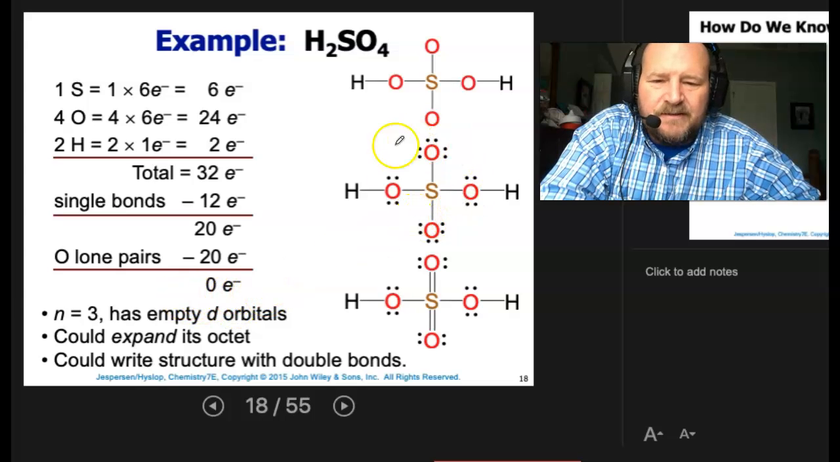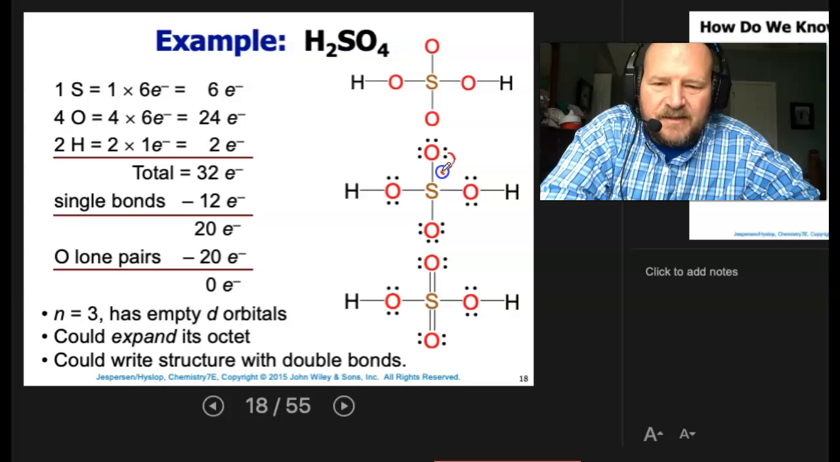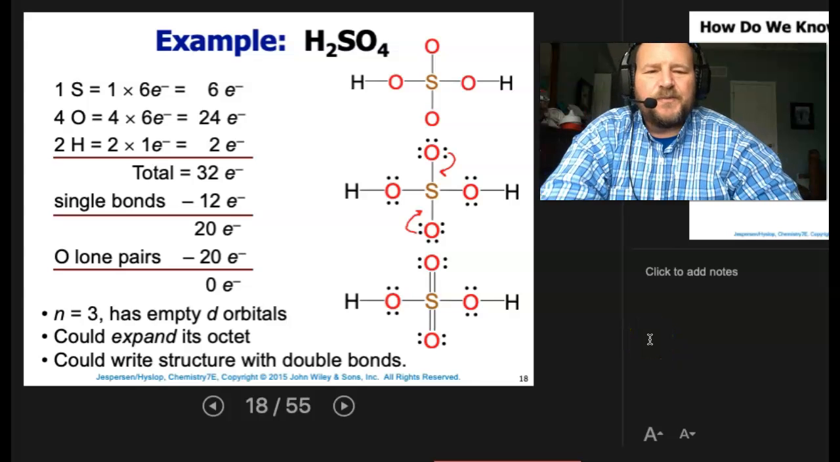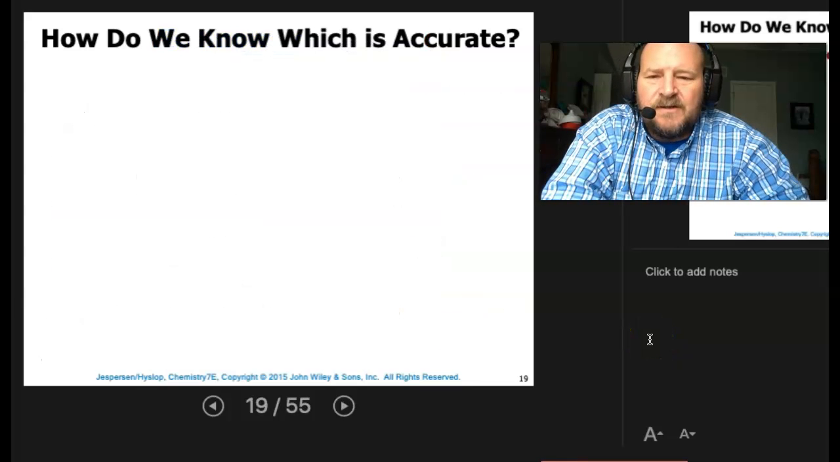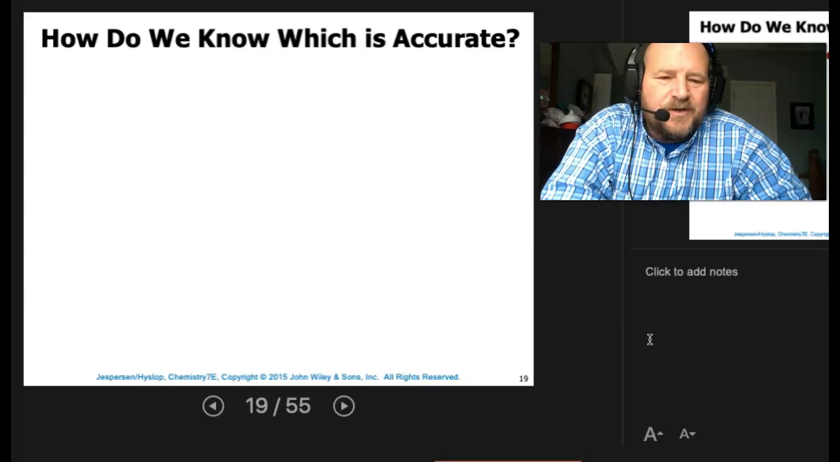Now at this point, everybody seems to be happy though, right? We have hydrogen with 2, oxygen with 8, oxygen with 8, oxygen with 8, sulfur with 8, oxygen with 8, and hydrogen with 2. Now, since our n equals 3 for the sulfur, we know we have n empty d orbitals. Now we could expand its octet, so we could write the structure with double bonds. So here we could take this pair, stick it here, and this pair, and stick it there. So we have 2 potential structures here. So how do we know which one is going to be accurate?